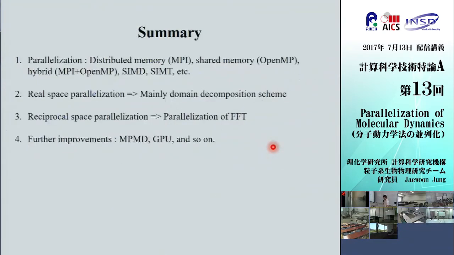So this is a summary. In the case of parallelization, you can consider distributed memory like MPI, shared memory like OpenMP, hybrid, and SIMD and SIMT, and so on. Usually, real-space parallelization can be done by domain decomposition. For reciprocal space parallelization, there are many ways of parallelizing FFT, like slab decomposition, two-dimensional pencil decomposition, and so on. Further, nowadays people improve the parallel efficiency of MD using the MPMD scheme, GPU, and so on. That's all. Thank you for your attention.